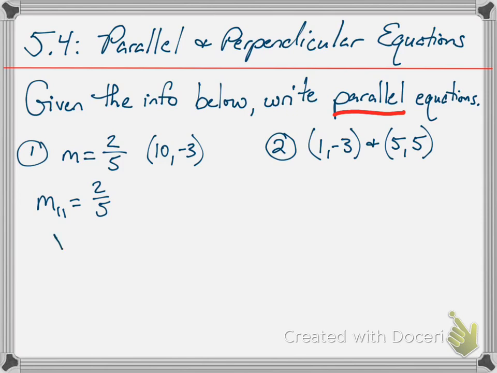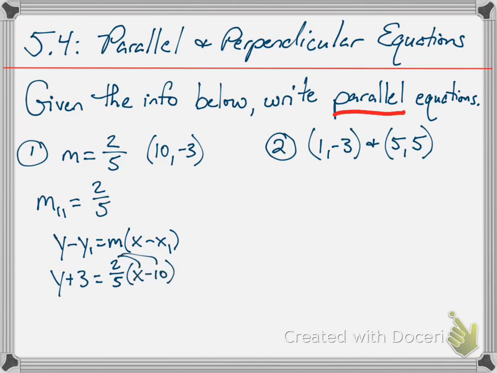So always start in point-slope form. Remember this guy, y minus y1 equals m times x minus x1. Plug in negative 3 for y1, so it'll be y plus 3, 2/5 for m, and x minus x1 will be x minus 10. Remember, on the IXL that you're going to do, it's going to want you to put these in slope-intercept form, so we're going to get the y by itself. First thing we do, distribute. So we'll get 2/5 x minus 4. And then we'll subtract the 3. y equals 2/5 x minus 7. That would be the equation of the line that would be parallel.